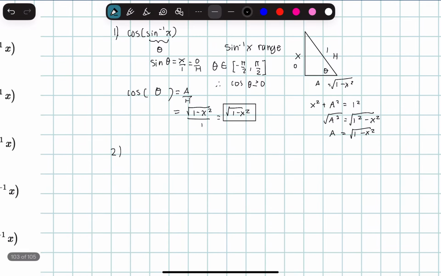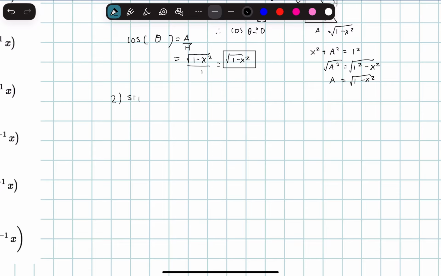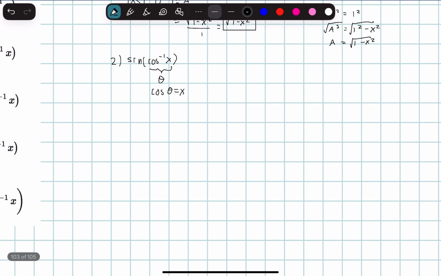After this, now we have sine of cosine inverse of x. Now we're going to let this equal theta. Therefore we can rewrite this as cosine of theta is equal to x. Now we have to consider the fact that theta is going to be from 0 to pi.